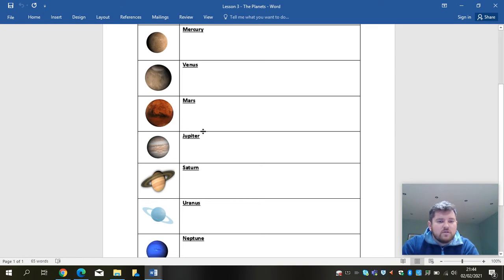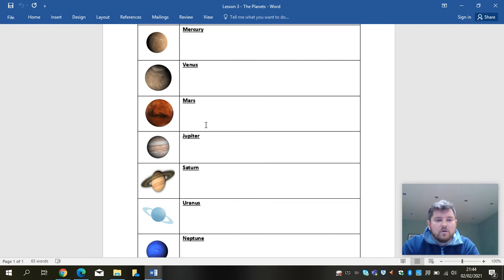So the boxes for each planet aren't huge. And as you look at information about each of the planets, I want you to find out specifically what it is about that planet that stops humans being able to live there. Now, I'm going to give you a little clue and a little hint to help you get started.